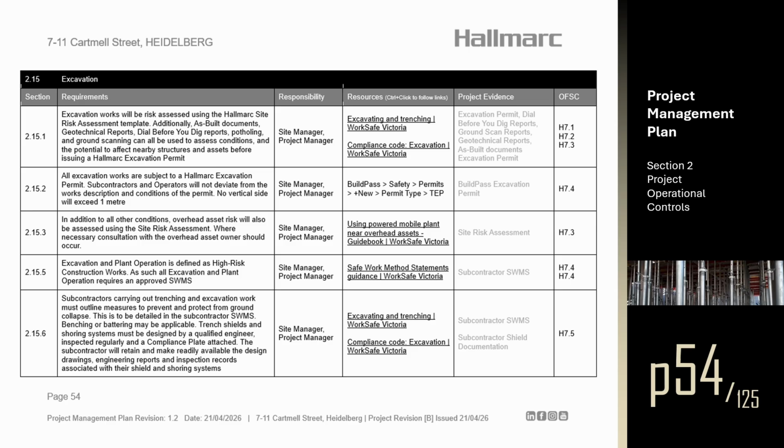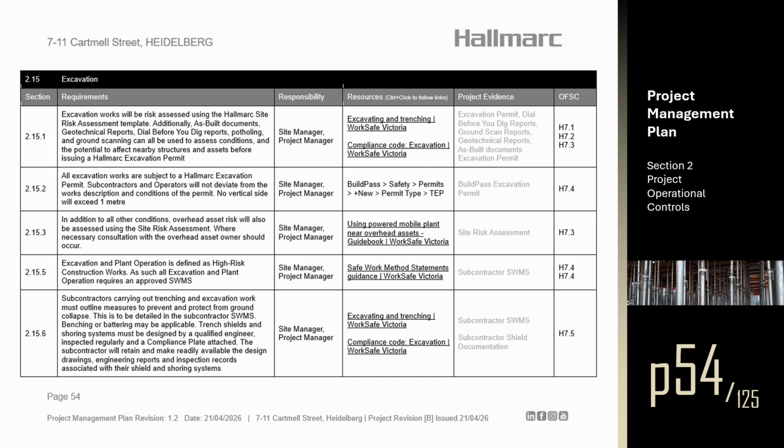Section 2.15.5. Excavation and plant operation is defined as high-risk construction work. As such, all excavation and plant operation requires an approved SWIMS. Section 2.15.6. Subcontractors carrying out trenching and excavation work must outline measures to prevent and protect from ground collapse. This is to be detailed in the subcontractor SWIMS. Benching or battering may be applicable.